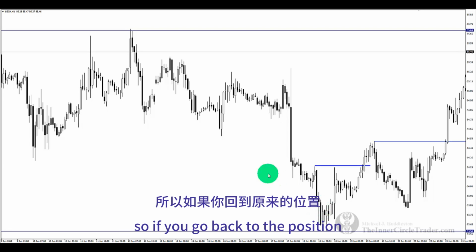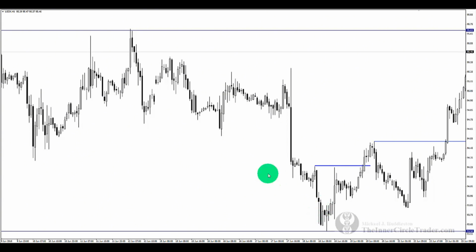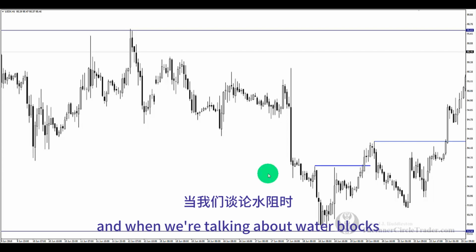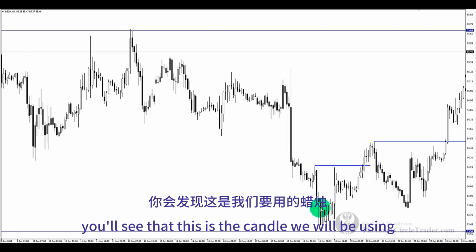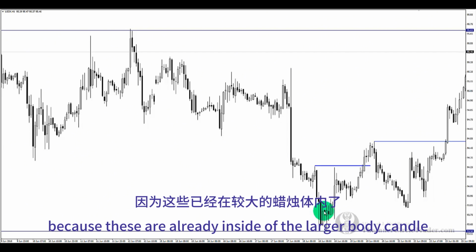So if you go back through the precision trading concepts and sniper series, and when we're talking about order blocks, you'll see that this is the candle we will be using, not these little tiny things here, because these are already inside of the larger bodied candle.